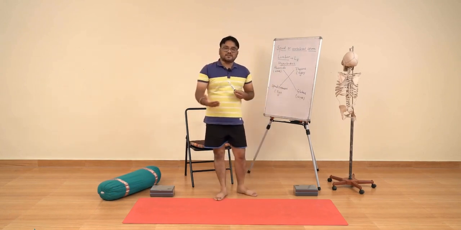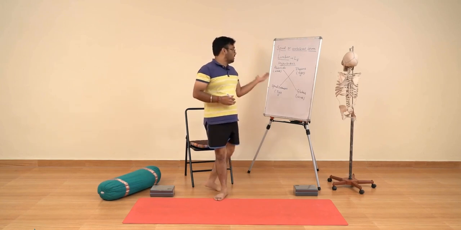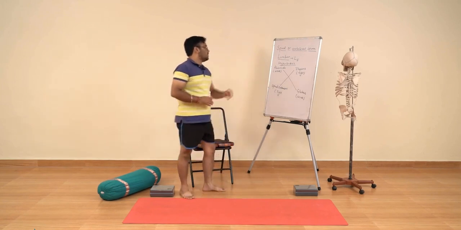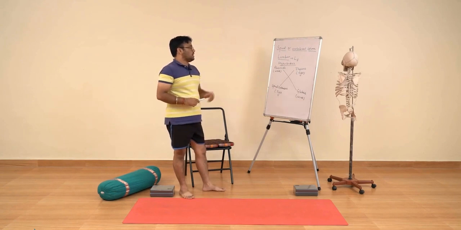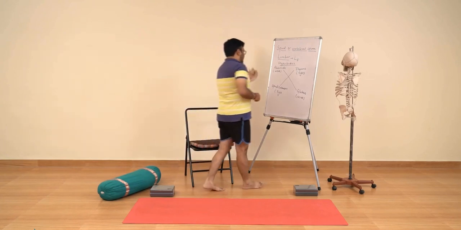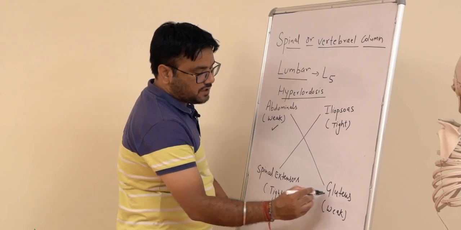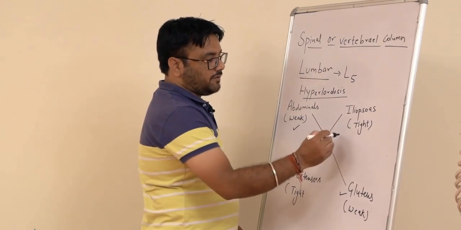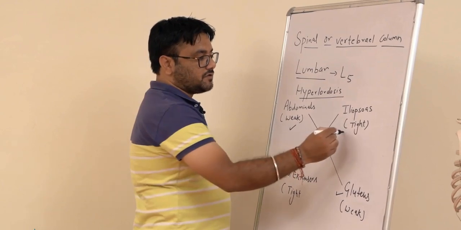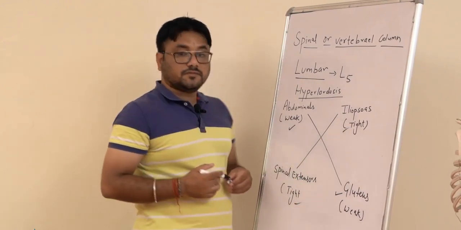Just an imbalance, right? We'll discuss the muscles in more detail in the muscular system. This is just the basics of what happens in hyperlordosis. So now the target: abdominals weak, we have to strengthen them. Glutes weak, we have to strengthen them. Tight group, we have to stretch them. So we have to stretch this, we have to stretch this.